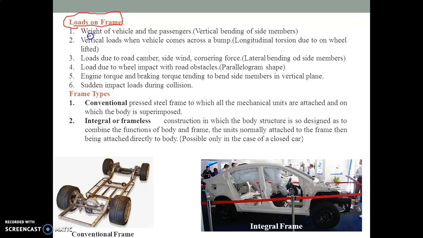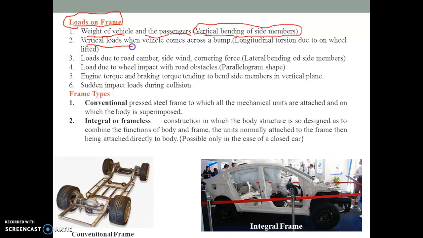First is the load of the vehicle, meaning the weight of the vehicle. We all know that weight always acts downwards. Along with the weight of the vehicle, the passengers, the occupants, and the luggage are kept in the vehicle. The weight causes vertical bending of the side members. So we need to understand what happens due to the various types of loads carried by the vehicle.